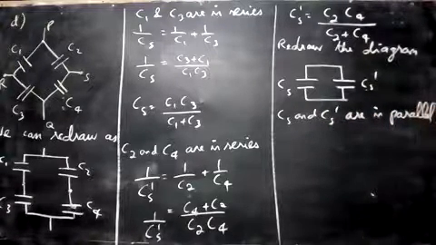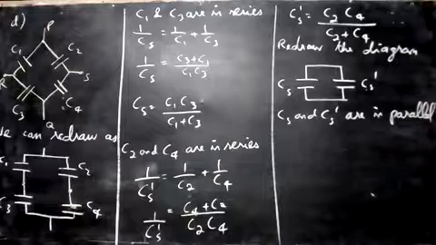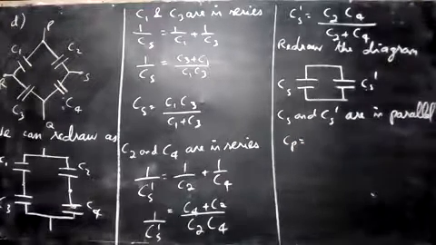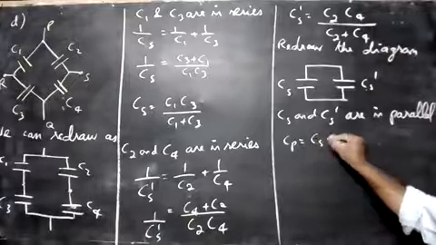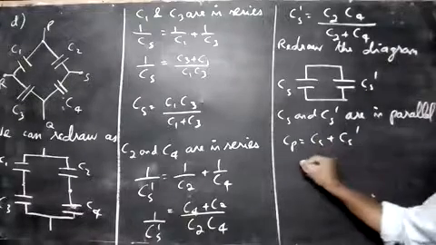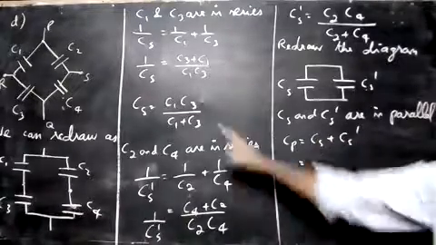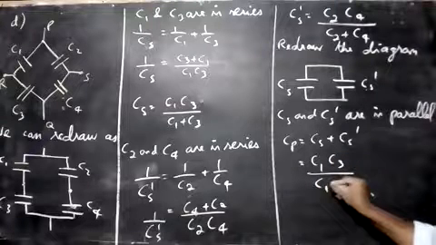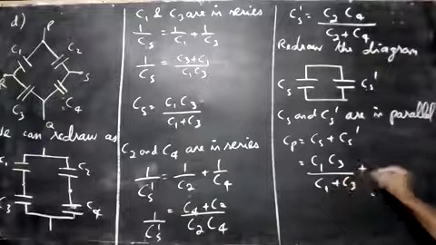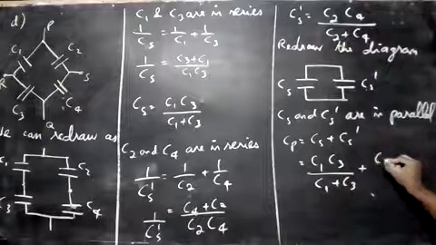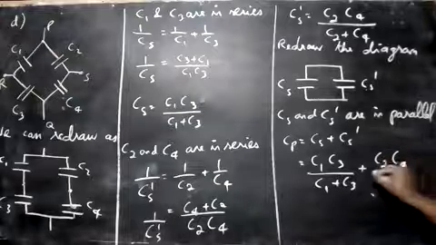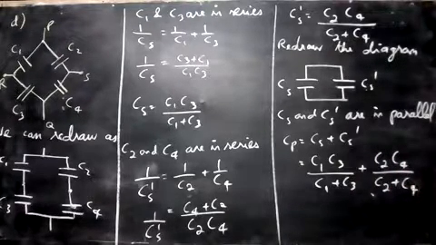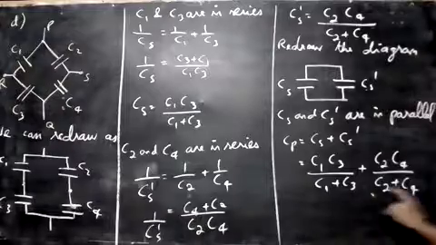Because they're in parallel, what to do? Take the formula, very simple, just add them. So CP we get here is equal to CS plus CS dash. But now see what CS is: this value C1 C3 divided by C1 plus C3, plus this one, C2 C4 divided by C2 plus C4. Now very simple, we just need to take the LCM.